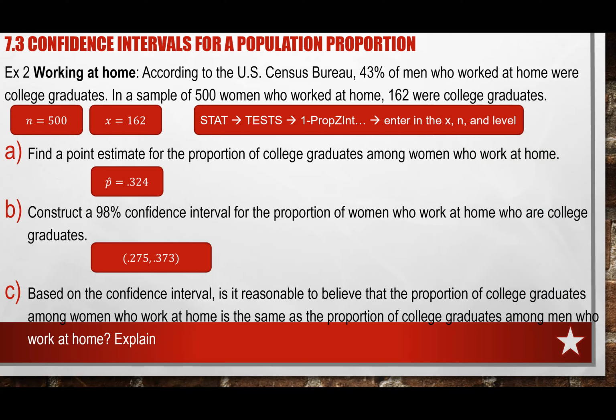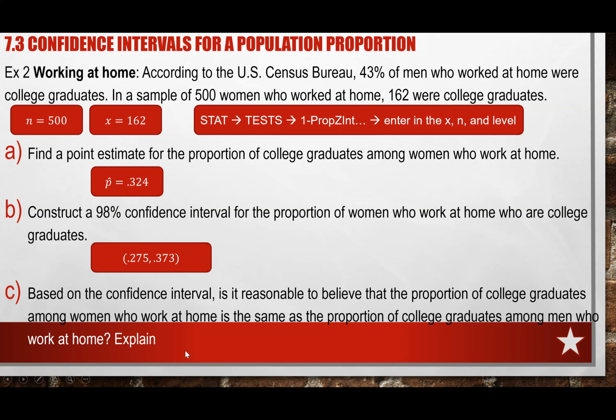You don't have to do the formula, taking the point estimator minus the margin of error, and so on and so forth. Now this is what they ask: based on this information, do you believe that the percentage of women who work from home who are college graduates is less than the men's? We can see that 43% of the men who work from home are college graduates, and the interval that we estimate for the women is only 27% to 37%.